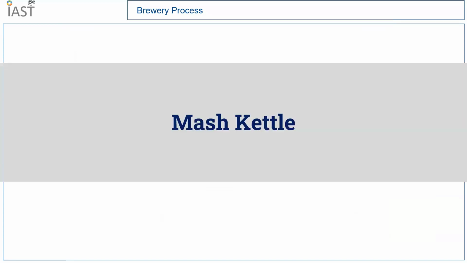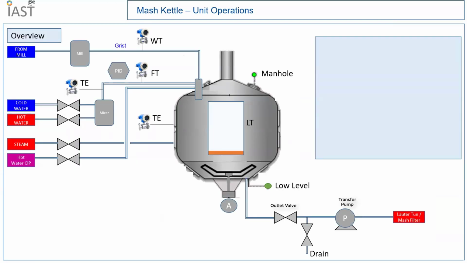So today we will discuss the first unit in the brew house, called the mash kettle. A quick overview of the mash kettle unit. You can see that this mash kettle unit has connections for the cold water and hot water, which are coming from the water station. It also has the connection of the steam which is connected to the jacket of the unit. Also for the CIP, there are connections from the CIP system. The grist is also transferred from the mill to the mash kettle unit. There is an agitator which is required to agitate and uniformly distribute the mash, and at the output there is a transfer valve, a transfer pump and also a drain valve.